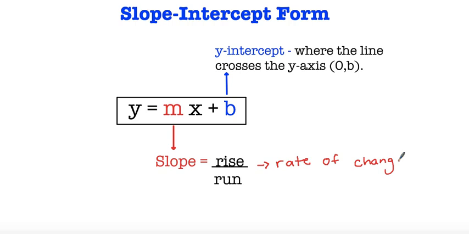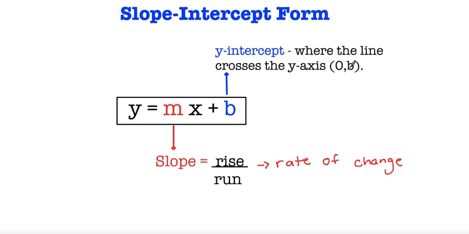And our y-intercept is represented by our variable b. So our y-intercept is where the line crosses the y-axis. So in other words, it's where our line intercepts the y-axis. Our y-intercept can be represented as a coordinate where x is 0, which is why we have 0, b here, and then the b would be the y value.